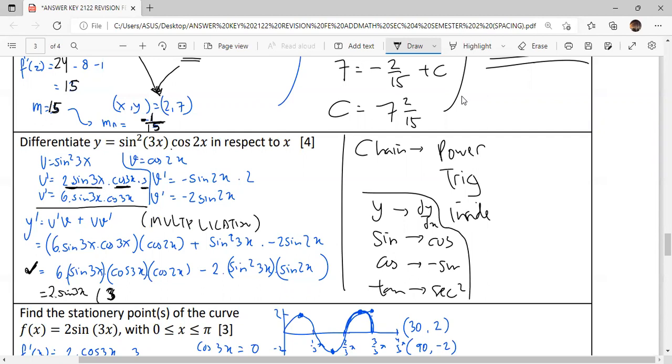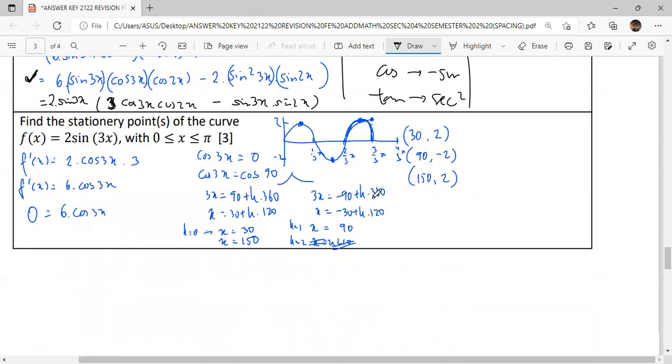Jadi 3 cos 3x cos 2x minus sin 3x sin 2x. Yap, boleh. Tapi atas sudah cukup sih, udah expanded form, udah semuanya udah beres. Kita nggak factorize di sini, kita expand.